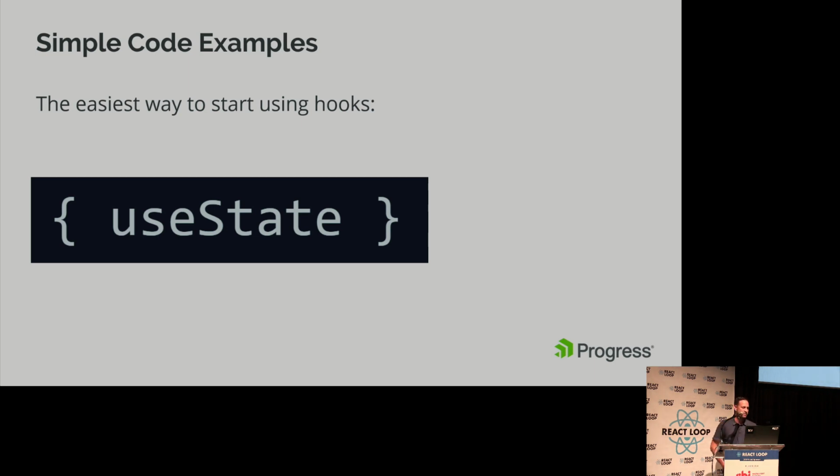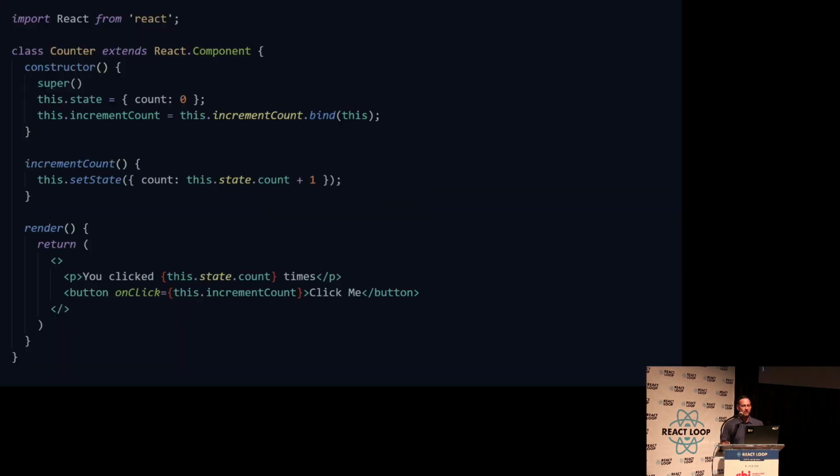But the best way really to start learning about hooks is to just dive in and look at some code samples. So that's what we'll do now. We'll start with useState and just look at some very simple canonical examples that you can also find in the reactjs.org documentation.